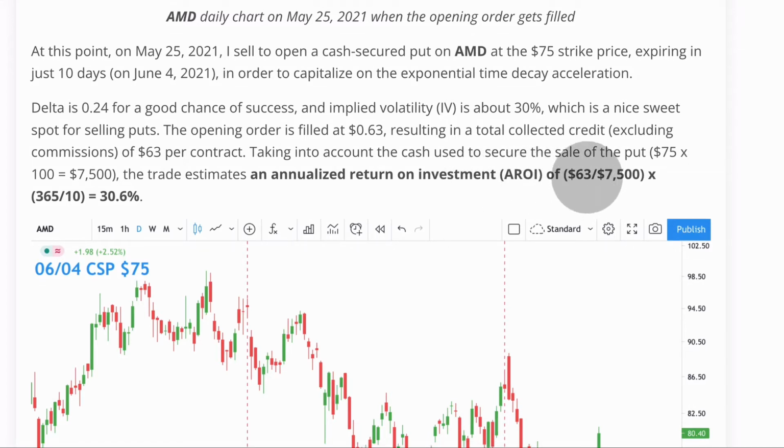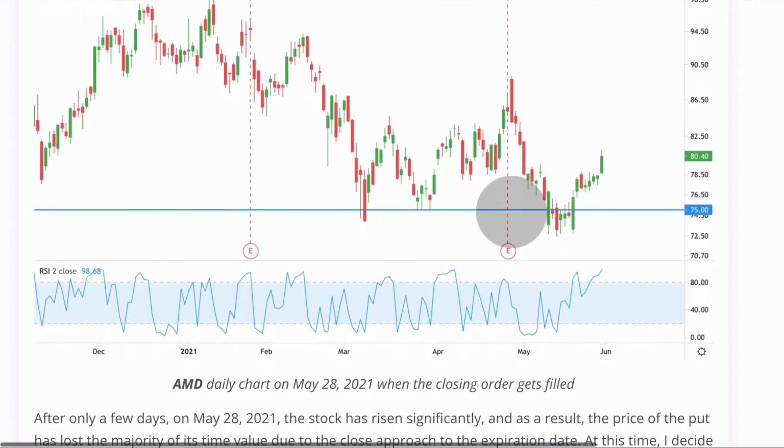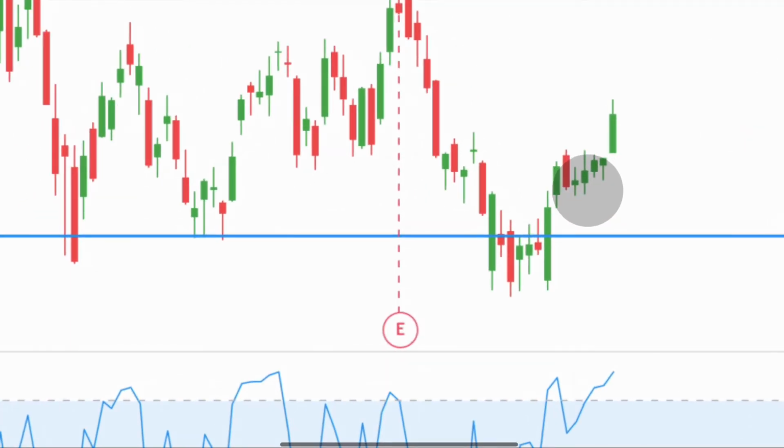So this is the formula. Basically, all you have to do is divide the premium collected by the amount of cash that is needed to secure the position, and you divide by 10, so we obtain sort of an average daily rate of return, and multiply by 365. This way you obtain the projected annualized return on the investment, and that is pretty nice, it is 30.6%.